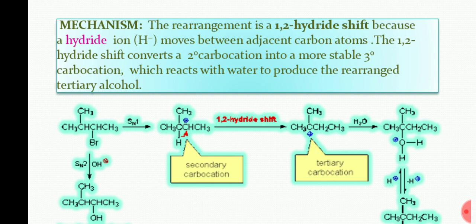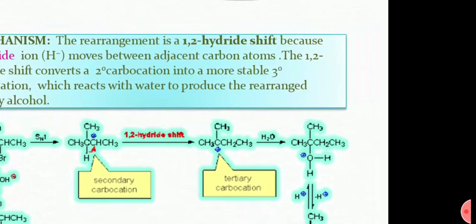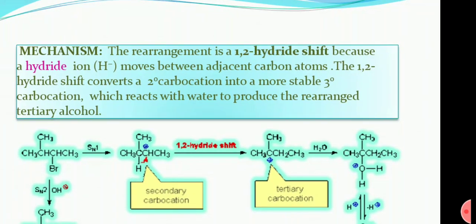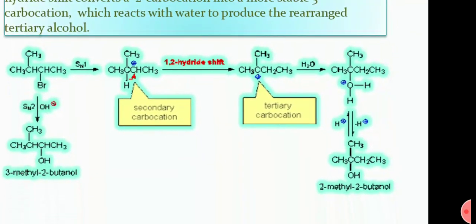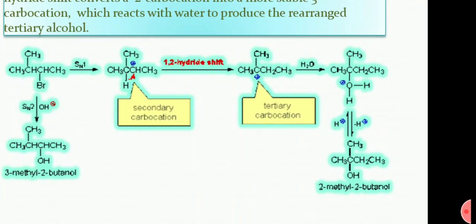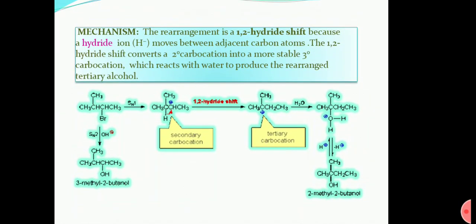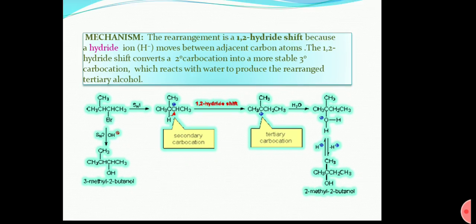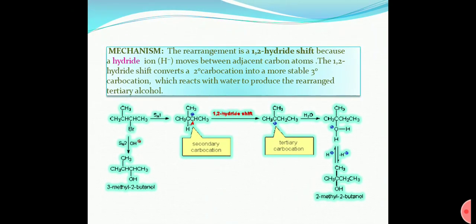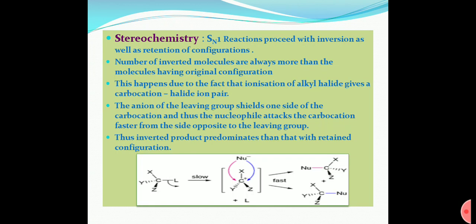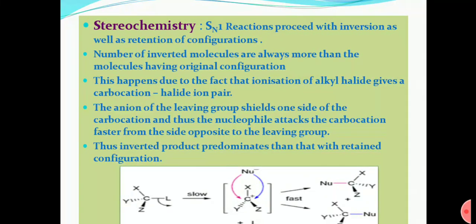So it undergoes the SN1 mechanism and it gives a secondary carbonium ion by the removal of bromide ion. Then it undergoes a rearrangement by a 1,2 hydride shift and gives a tertiary carbonium ion, and in the last step that tertiary carbonium ion reacts with water to produce the rearranged tertiary alcohol, that means 2-methyl-2-butanol. So in this reaction we can see the rearrangement of a less stable carbonium ion to a more stable tertiary carbonium ion. And next comes the stereochemistry of SN1 reactions.